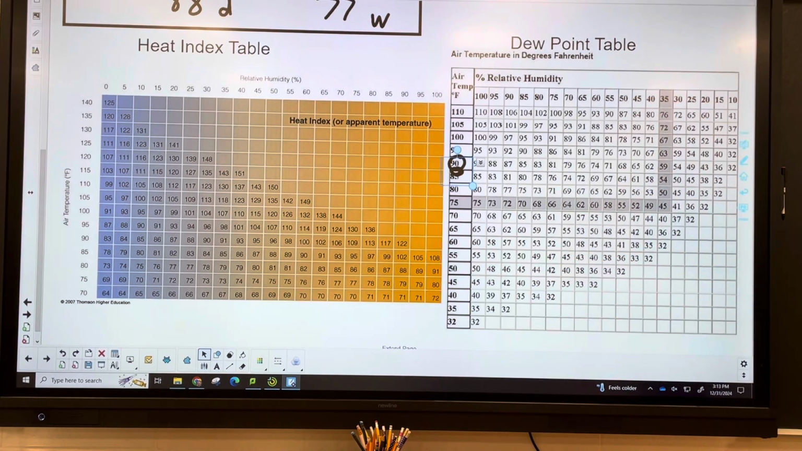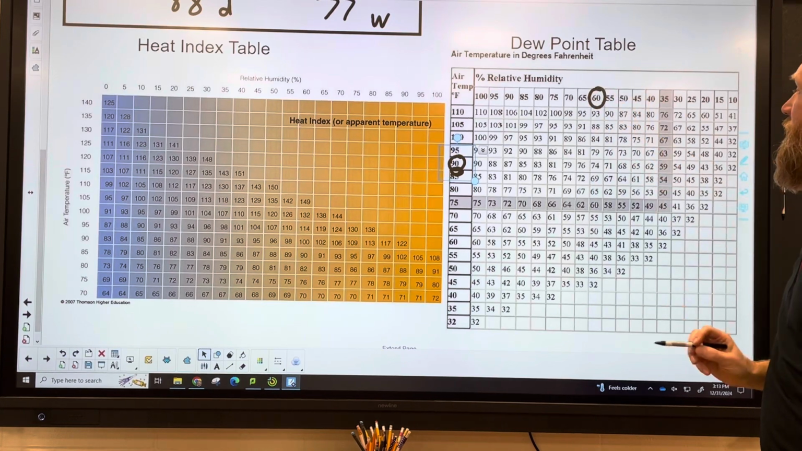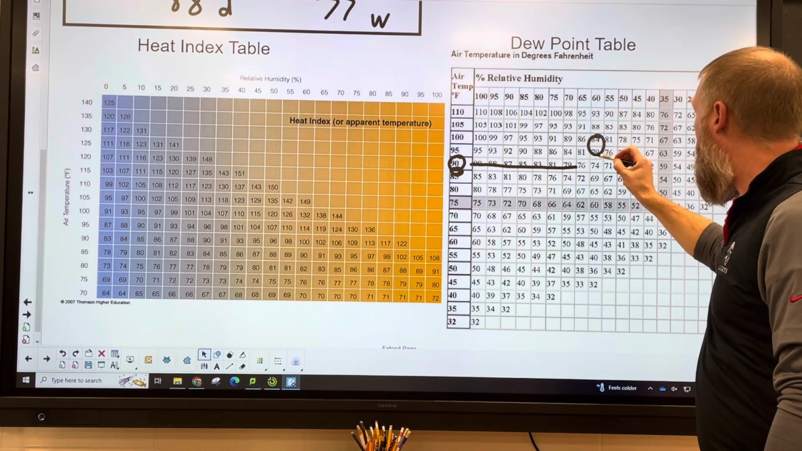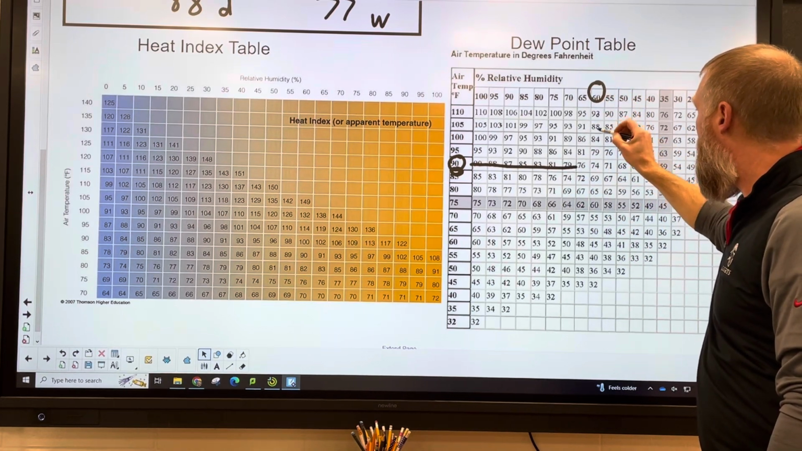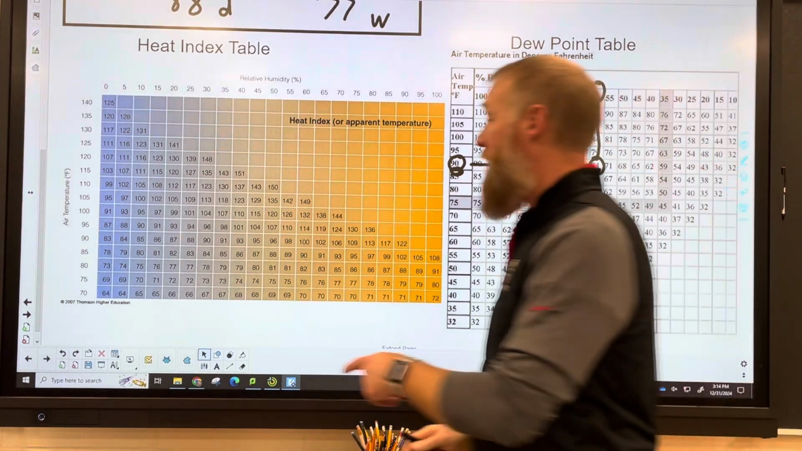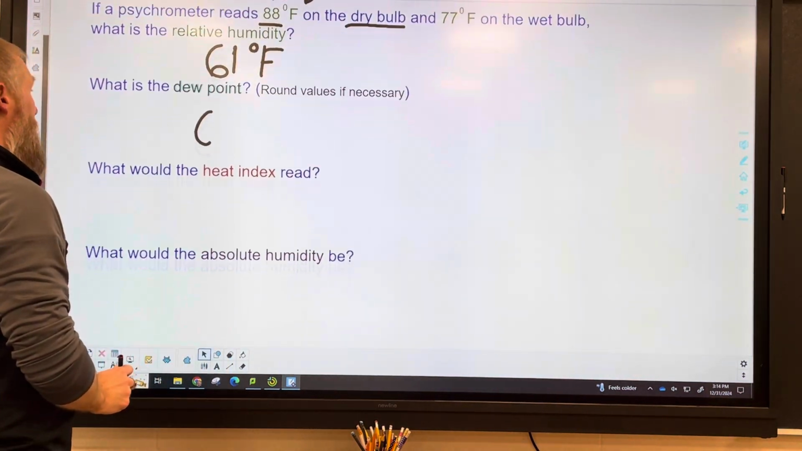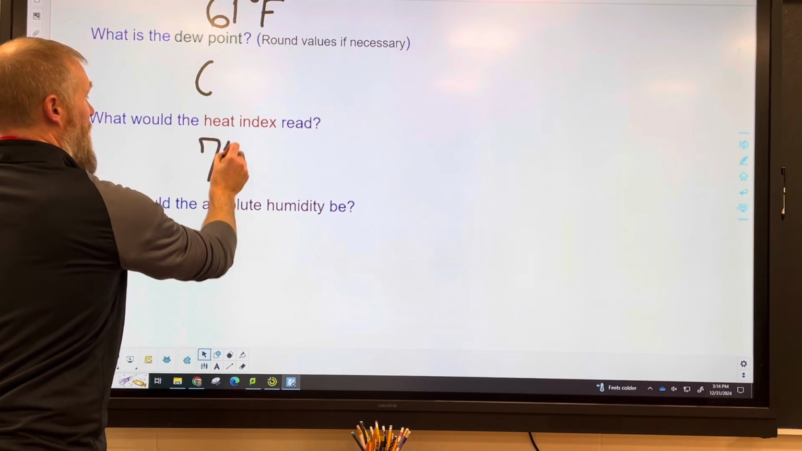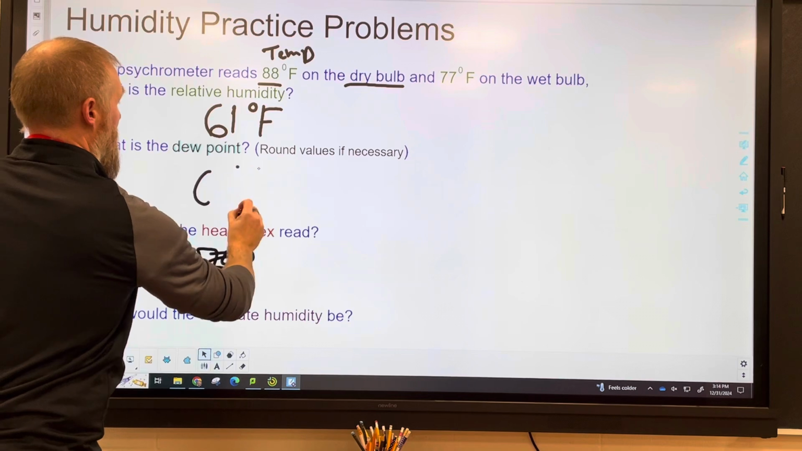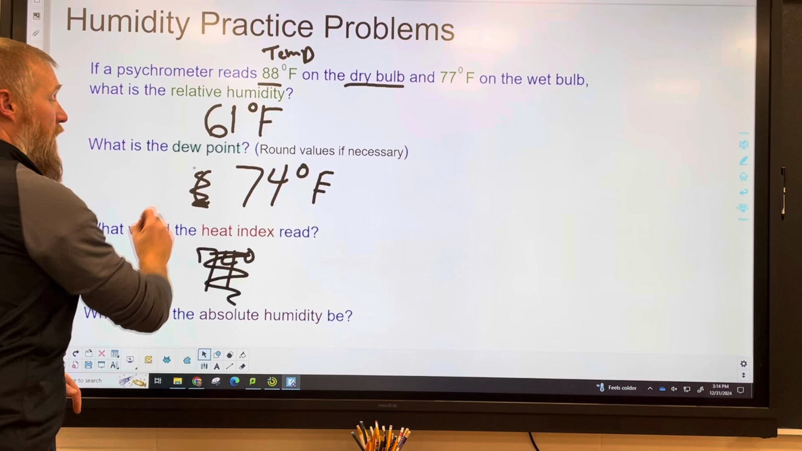And then my relative humidity was 61, so that's closer to 60 than it is to 65. Now I can just line things up and come down like this, and they're going to intersect right here at 74. That's going to be my dew point, right? And what does that mean? Dew point means that at this temperature, 74 degrees Fahrenheit, that's where I could reach full saturation.